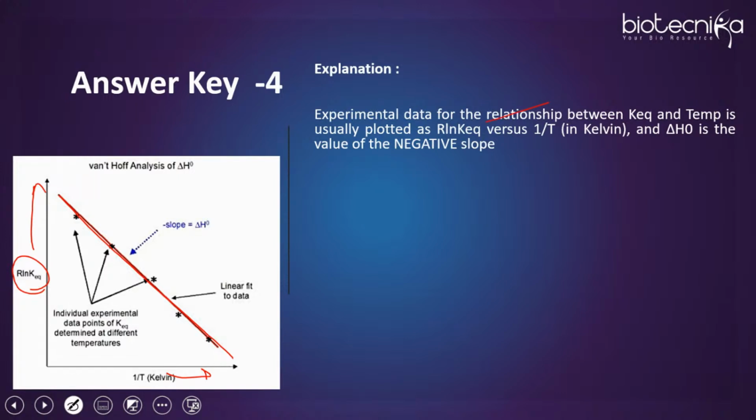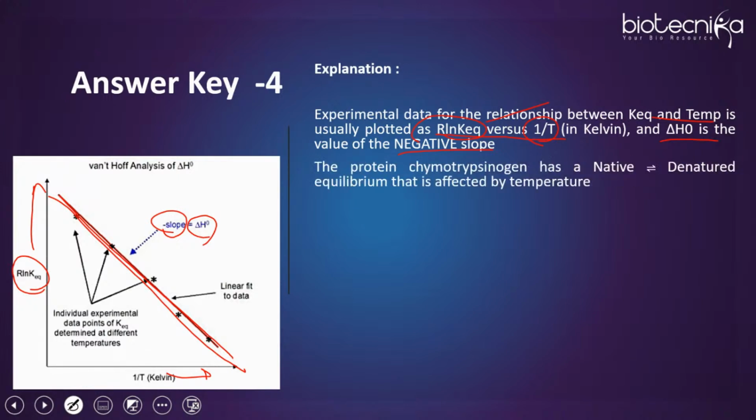Experimental data for the relationship between KEQ and temperature is usually plotted as R T ln KEQ versus 1 by T, and delta H is the value of the negative slope. So can you see the negative slope is delta H? From here you can calculate the value of enthalpy.